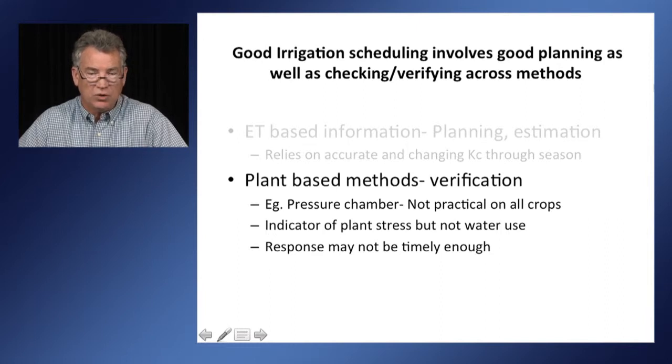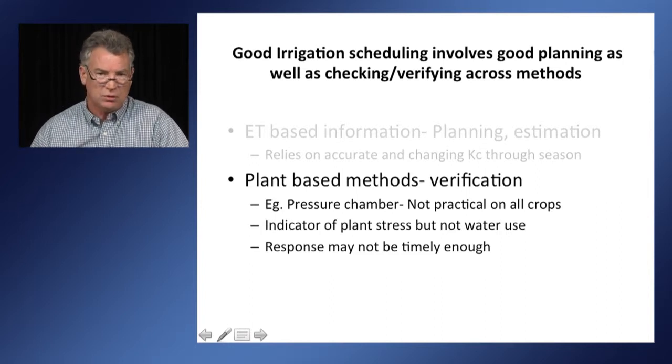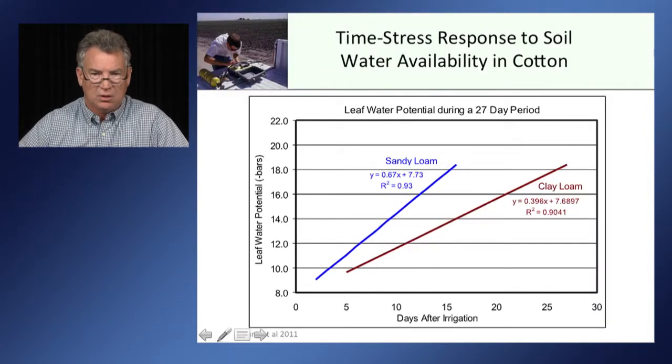indicators can be quite useful in scheduling irrigation events, there are some problems with using plant-based methods alone. For instance, the response time might not be timely enough, and they're not practical for all crops. So we need additional tools to verify that our ET-based planning activities are helpful.